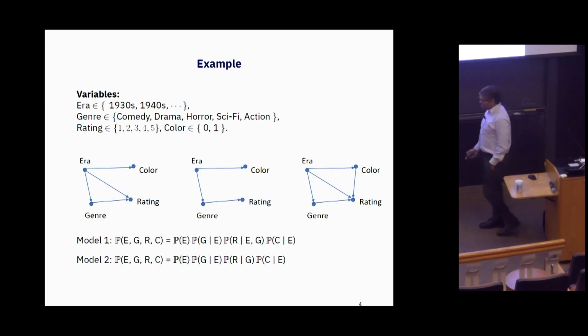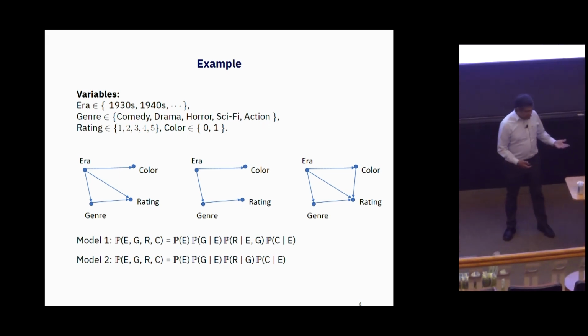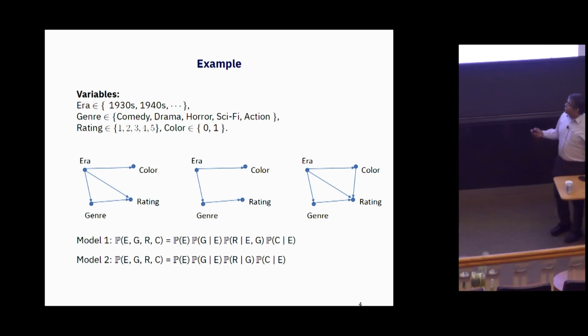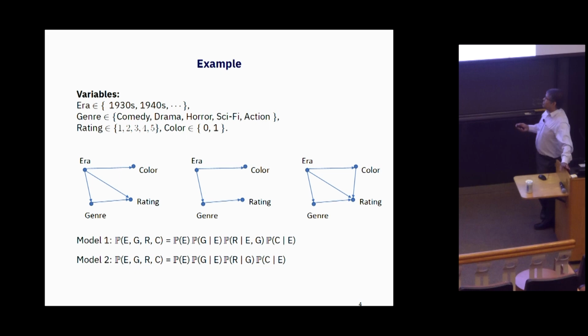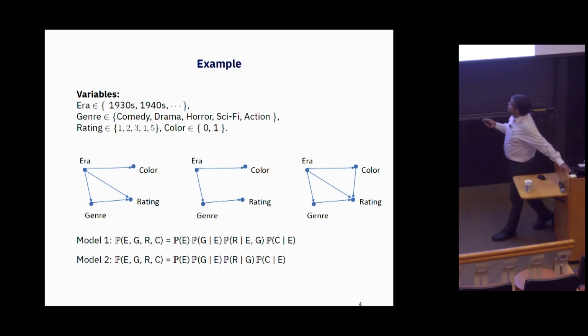So let's give a simple example. Suppose I have an example on movie ratings, and you have 4 variables, the era maybe, decade, I should have probably said decades here, so 1930s, 40s, etc., till 2020s, 10 different possible values.